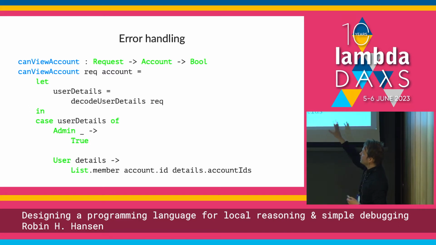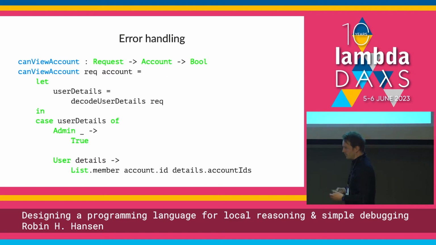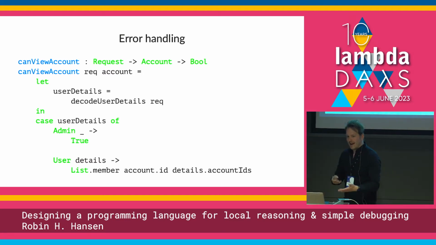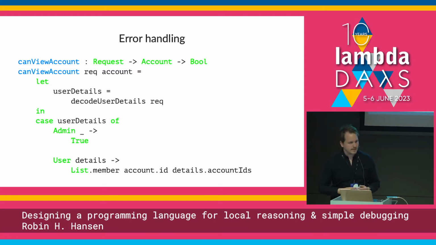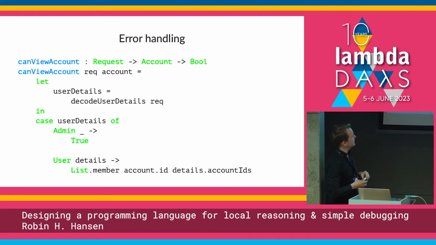So you can imagine that this is a function that's called as part of a web request. And essentially what we're trying to do is to check if the user who makes the request is allowed to look at some resource, in this case an account. So Haskell is statically typed. So if this compiles, you know that the types make sense. The data we're accessing makes sense.